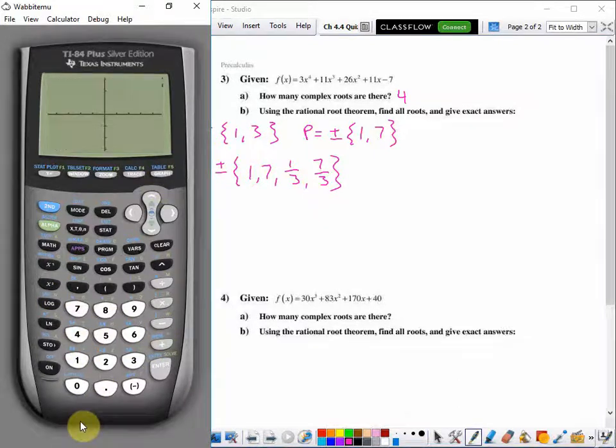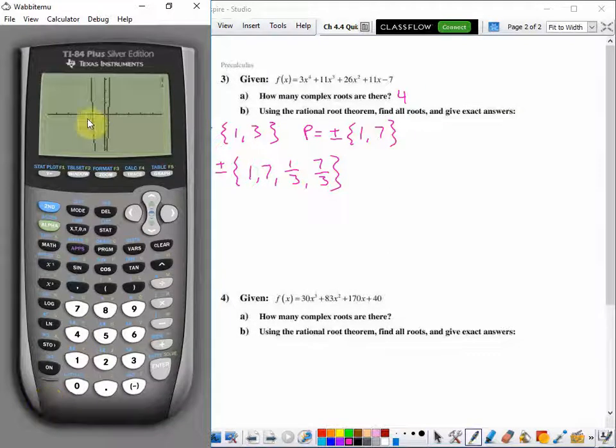And graph. I can only see 2 there, so let's zoom out. We'll zoom 6 for a standard view. Still only see the 2, so I'm going to go back to a closer view. Zoom 4.